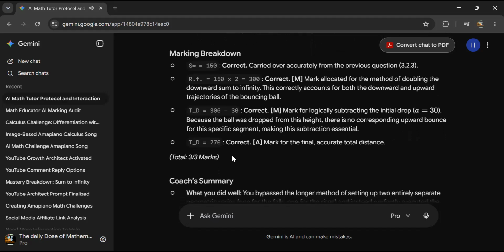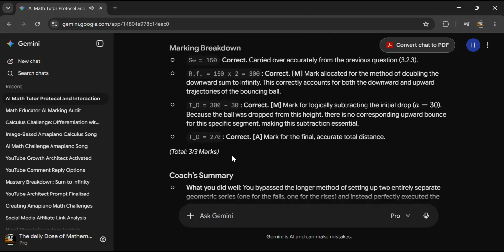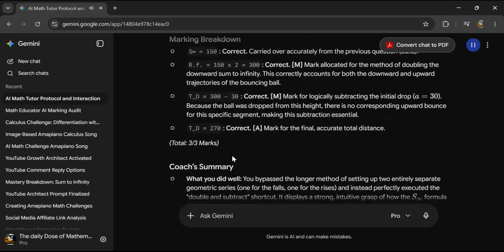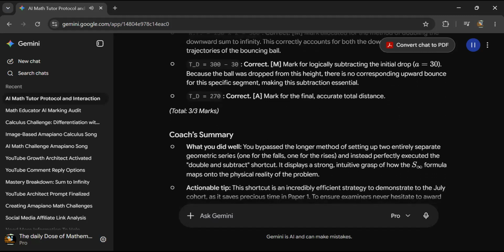T_D equals 300 minus 30. Correct. Method mark for logically subtracting the initial drop, equals 30. Because the ball was dropped from this height, there is no corresponding upward bounce for this specific segment, making this subtraction essential. T_D equals 270. Correct. Answer mark for the final, accurate total distance. Total, 3 out of 3 marks.